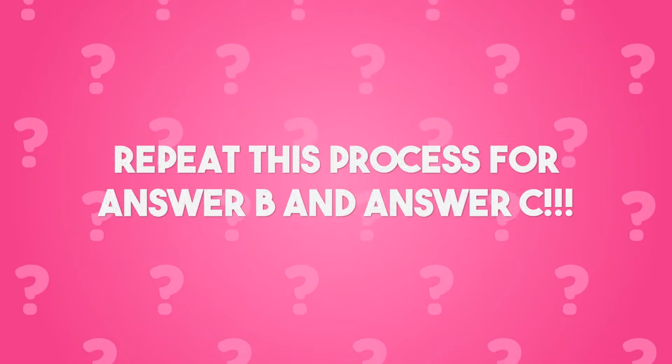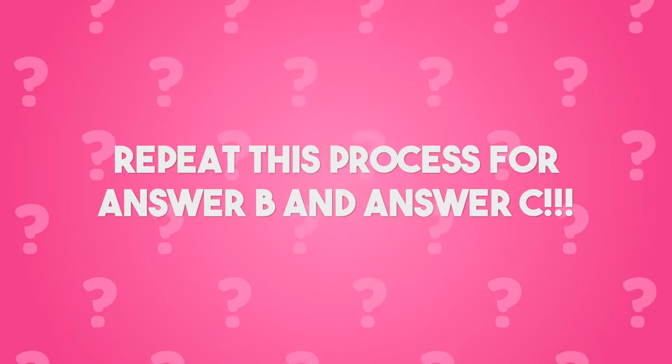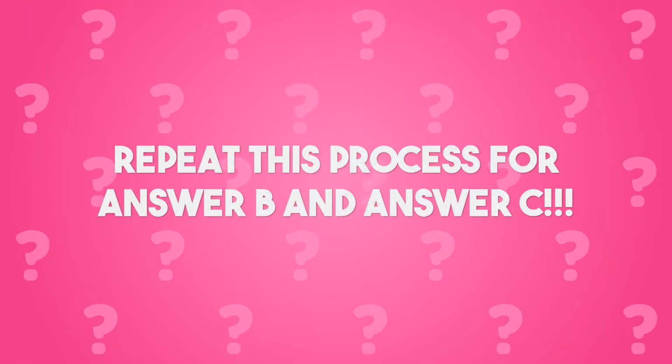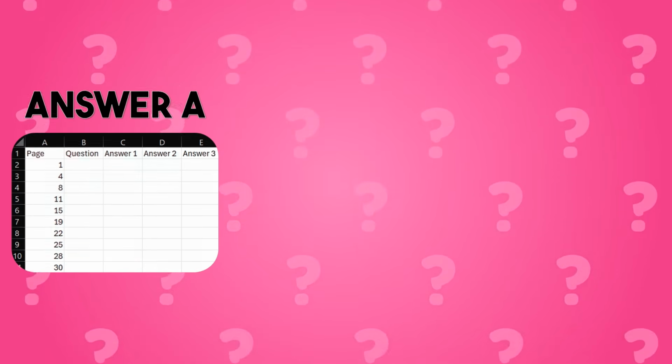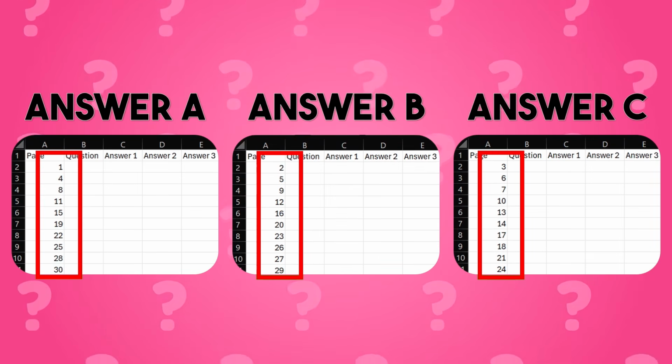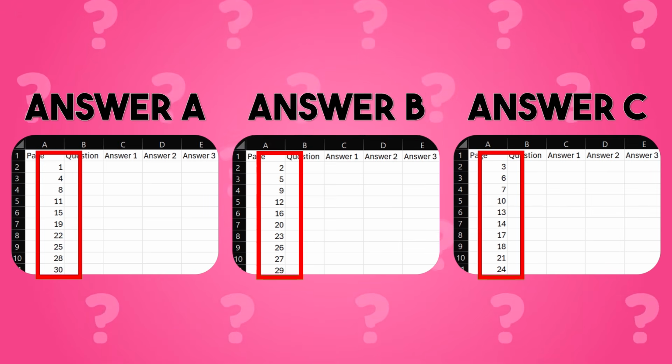And there you have it! Remember, this demonstration was only for answer A. You will have to repeat this process for answers B and C. Also, make sure to stagger your page numbers when using the Bulk Create tool so they are in random order. Here's an example of a 30-question quiz table with staggered page numbers.